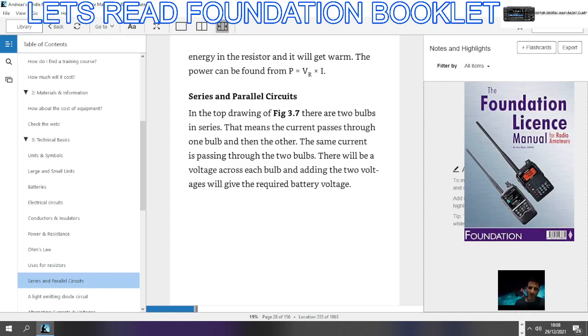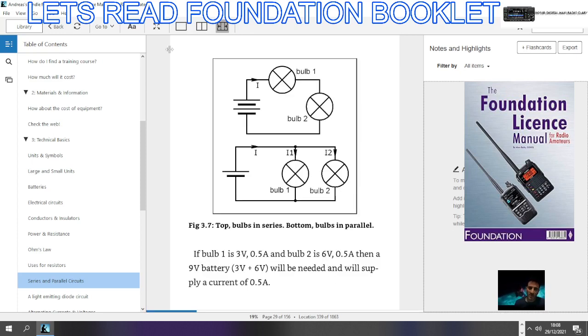Series and parallel circuits. In the top drawing of figure 3.7, there are two bulbs in series. That means that the current passes through one bulb and then the other. The same current is passing through the two bulbs. There will be a voltage across each bulb, and adding the two voltages will give the required battery voltage.